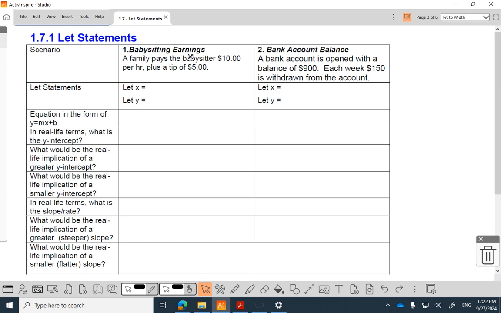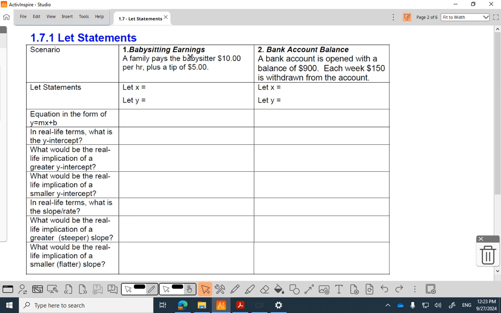Maybe you sort of remember let statements from previous math classes. Maybe not. But it's pretty short and easy on a Friday because I really want you to have time to do assignments because I've got some assignment due dates coming up.